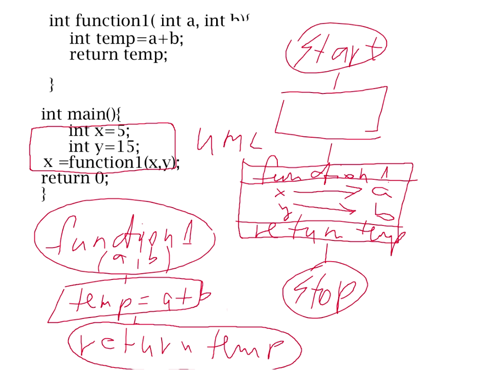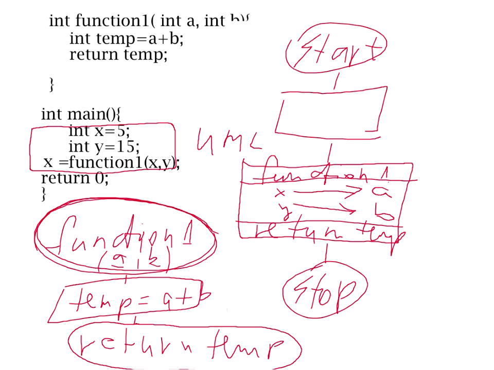Okay? So it works either way, but this still shows you that you're calling function 1 with parameters X and Y. So when you look at your function 1 flowchart, you can see that X is received as A and Y is received as B. It's a copy of it. So we are copying the values.